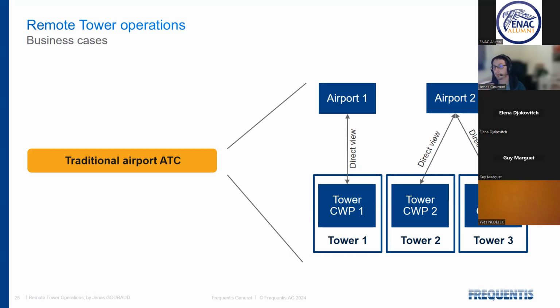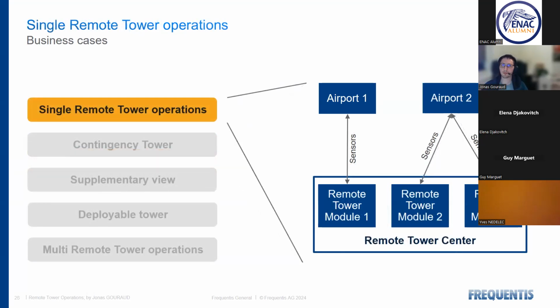You can have different towers. For big airports, you can have multiple controllers in the same tower, or just one, or no controller if the airport is not controlled. But it's mainly the kind of thing. The controllers are on the airport controlling with direct view the said airport. If you go to remote towers, you have 5 different operation modes.